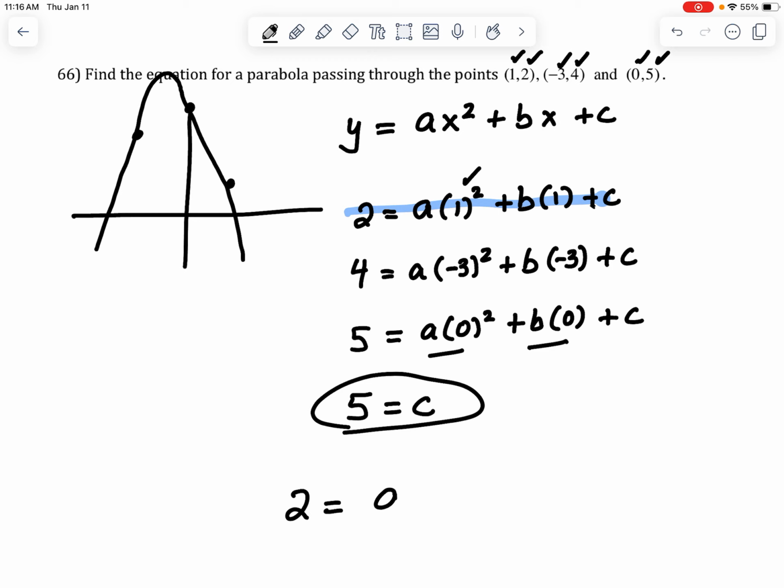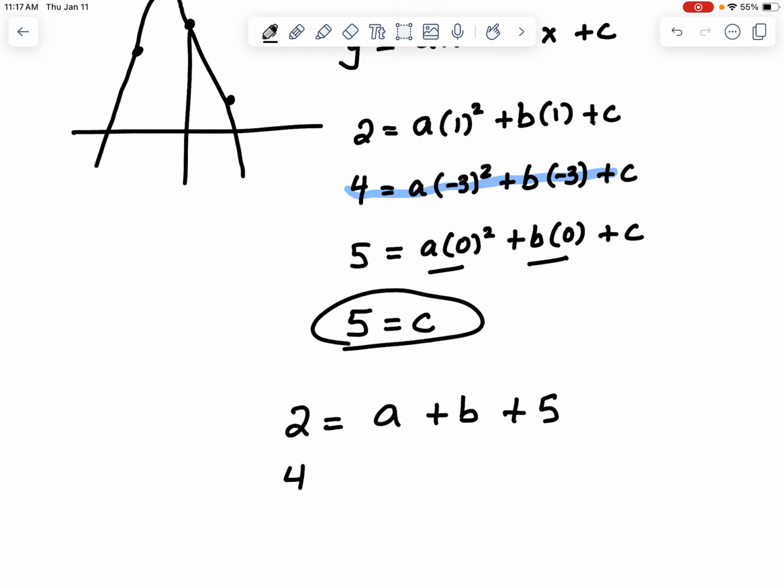Okay, so for this one, if I simplify that, it's going to say 2 equals, and then 1 squared will just be 1, so that's just a, and then b times 1, that will just be b, and the c, we already found it's 5, so you can go ahead and substitute 5. And then go to the other equation, this equation, and do the same thing. So it's going to be 4 equals, negative 3 squared is a positive 9, so that's going to be 9a. Then there's going to be negative 3b, and again the c is 5, so you can just put a plus 5.